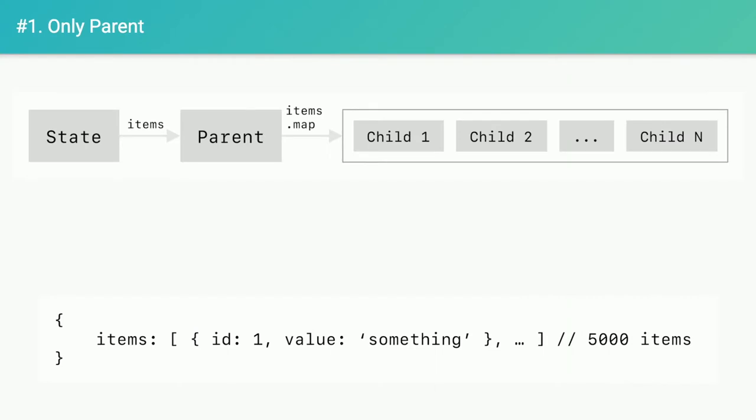Your state is going to have this bit, items. It's an array of objects. And say it's got a lot of items. It's a big array. So it has like 5,000 items or something.